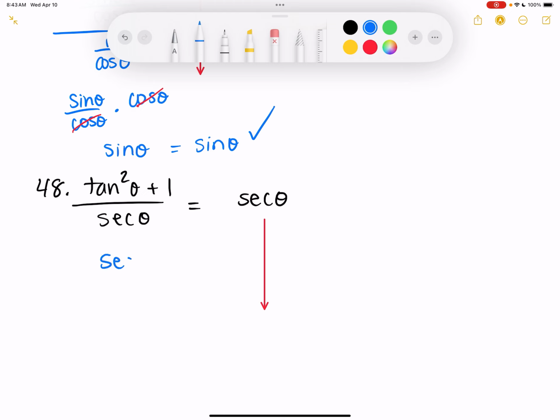So I've got secant squared theta over secant of theta. And I didn't rewrite the bottom one because the top's in terms of secant. I see that I'm trying to get a secant as the end result. And so now secant squared divided by secant is? Secant. Just secant. Yep, secant theta equals secant theta. And I verified it. I feel like this is easier than what we did yesterday.